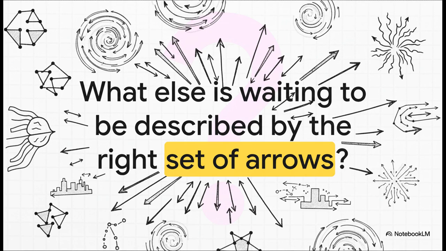And that just leaves you wondering, right? What else is out there? What other complex parts of our world are just waiting for us to figure out the right set of arrows to describe them?